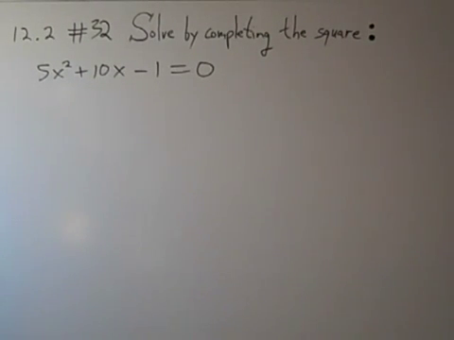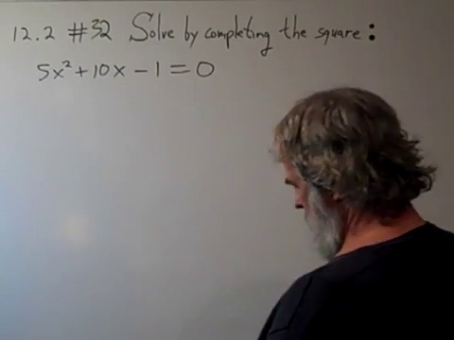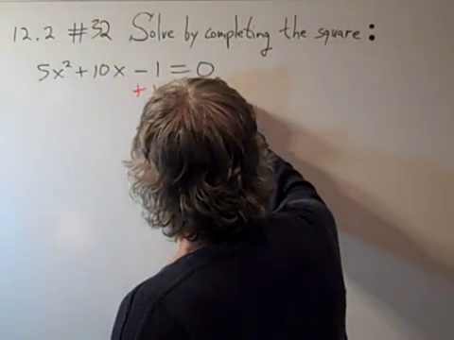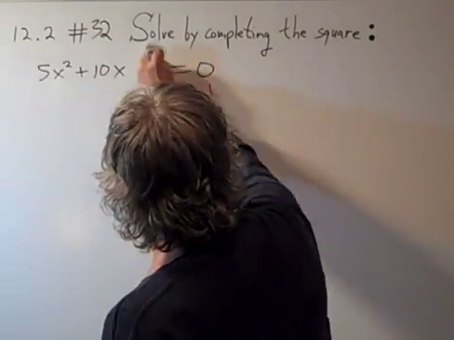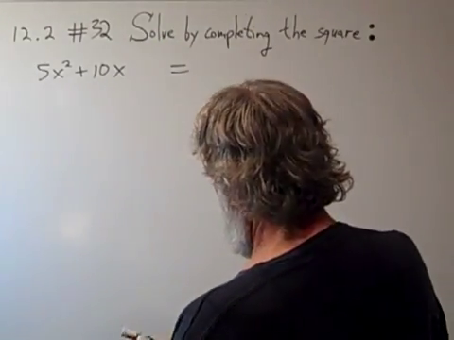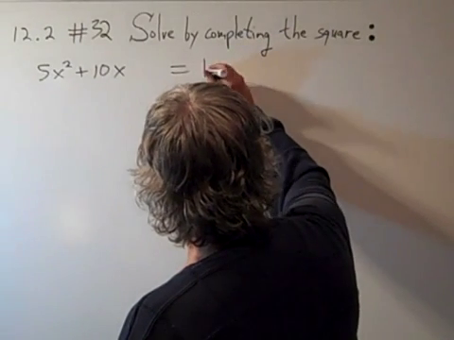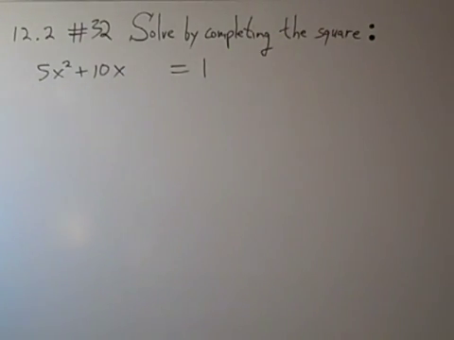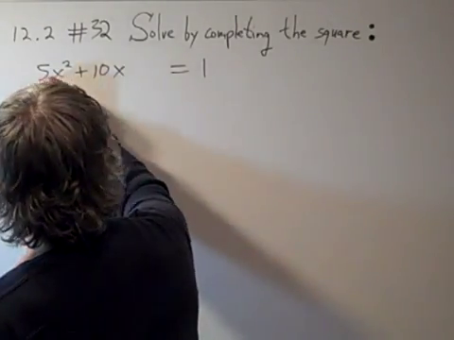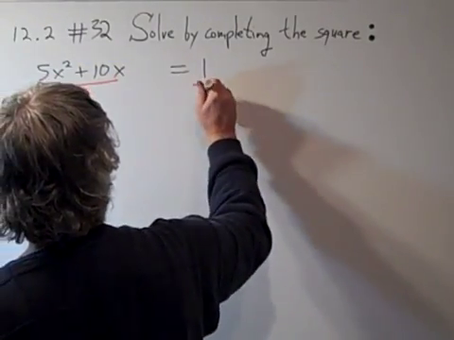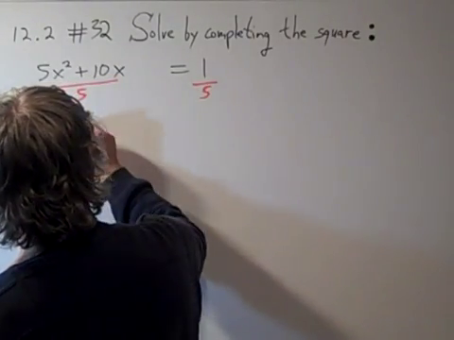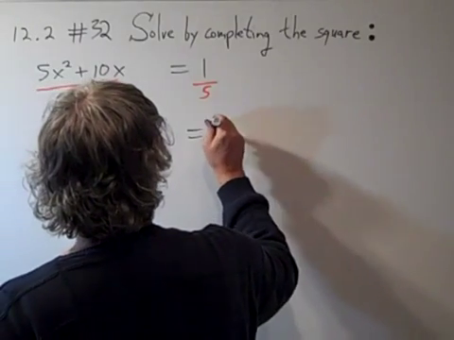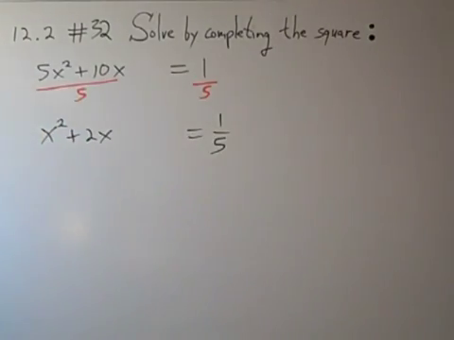To solve this equation, we begin by adding 1 to both sides. The 1 disappears then from the left and shows up as a positive 1 on the right. Next, we need to divide both sides by 5, because we don't want this 5 here. So divide both sides by 5, and we get x squared plus 2x equals 1/5.